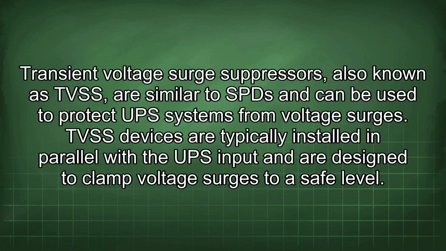Transient voltage surge suppressors, also known as TVSS, are similar to SPD and can be used to protect UPS systems from voltage surges. TVSS devices are typically installed in parallel with the UPS input and are designed to clamp voltage surges to a safe level.